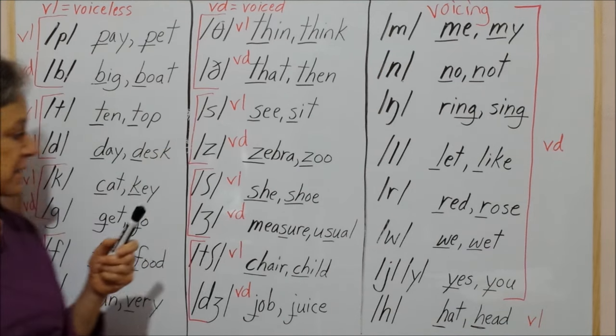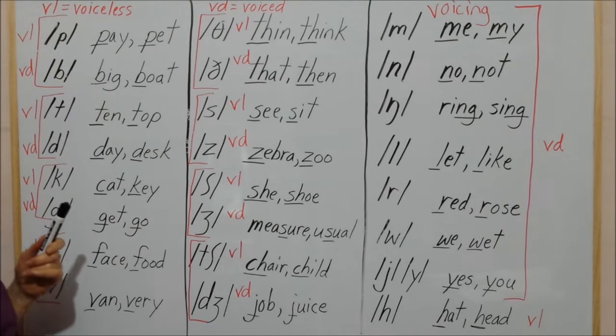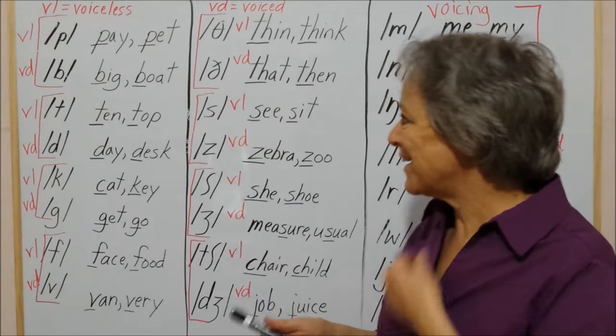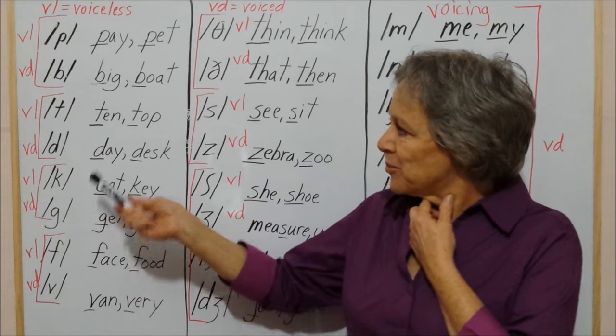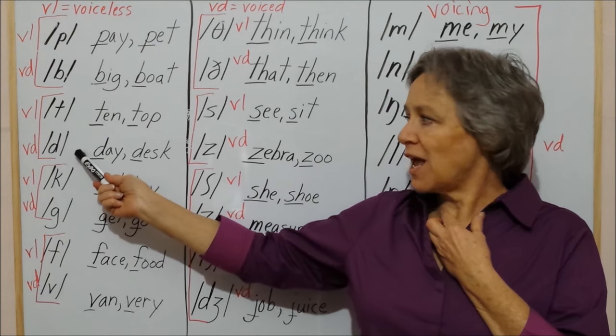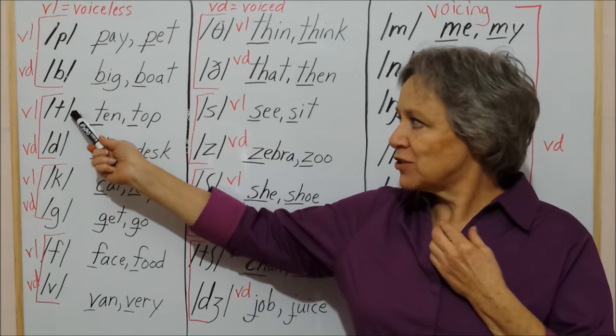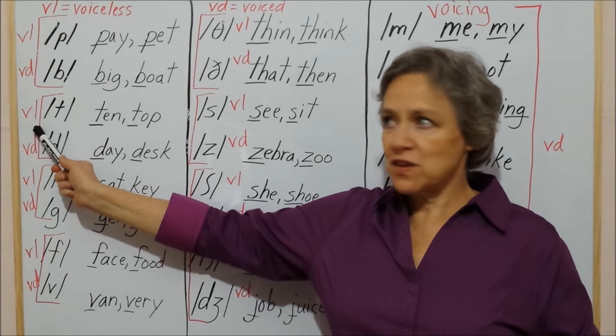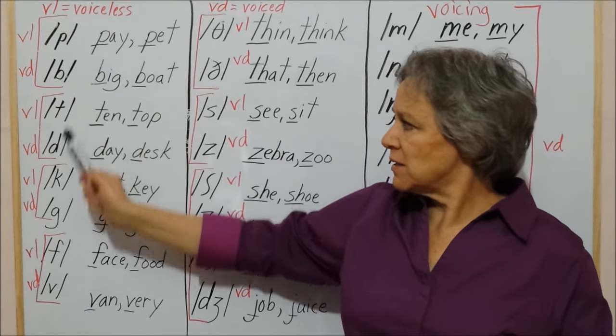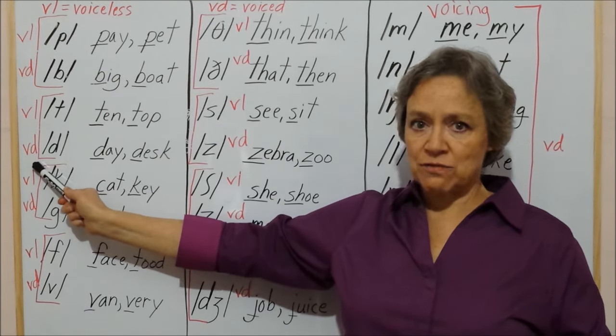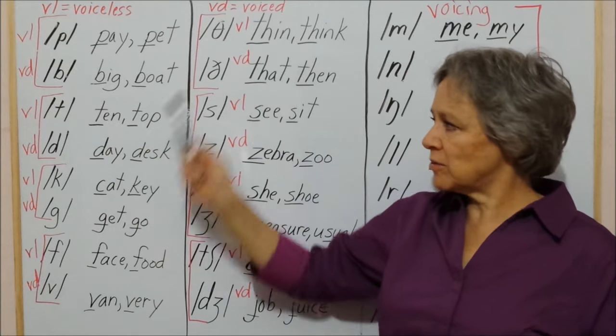Let's take a look at, they're all similar, okay? Let's go to T and D. T is a voiceless sound. I have VL, VL is voiceless. D is a voiced sound. VD, VD is voiced, okay?